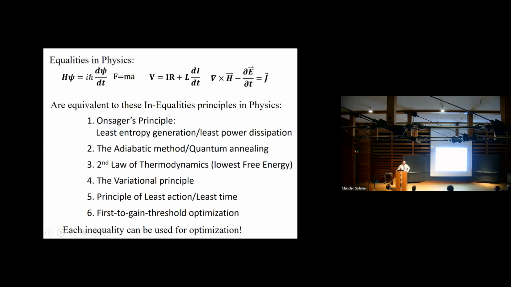So in physics, we all learn equations. These are familiar equations like Schrodinger's equation, F equals ma, the circuit laws, and the Maxwell equations. So we're accustomed to equations. But there's another way of approaching physics that's completely equivalent. That is that physics can be expressed as inequalities. And some of these are famous inequalities.